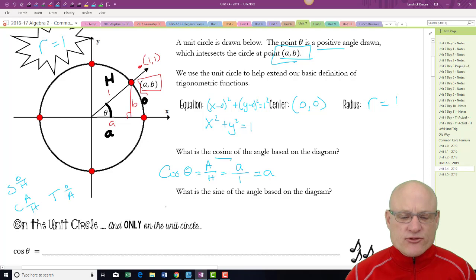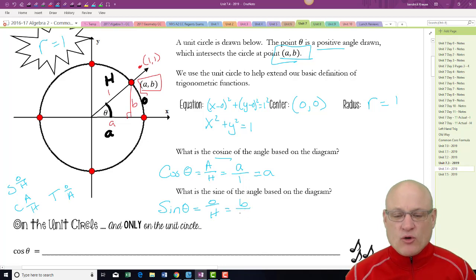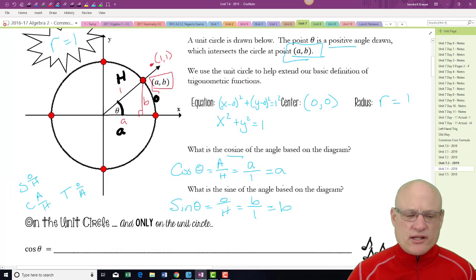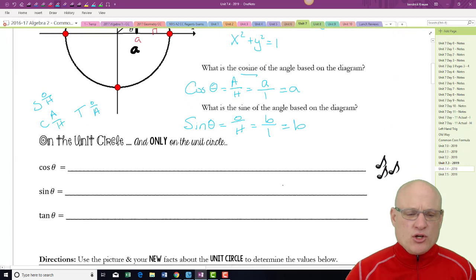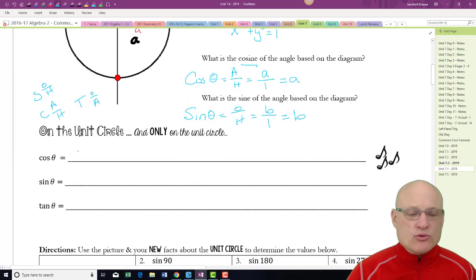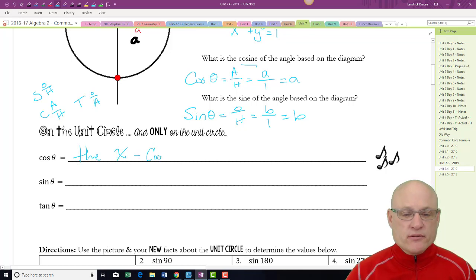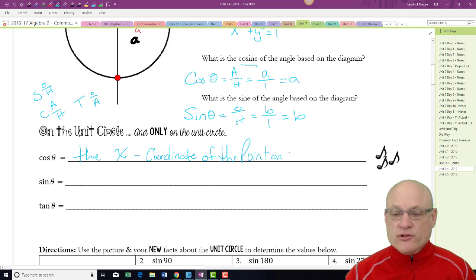Okay. So then let's try sine of theta. Sine of theta would equal opposite over hypotenuse, and the opposite is just B over the hypotenuse, which is just 1. So this sine is just B. So in short then, cosine is equal to the x coordinate of the point on the unit circle.